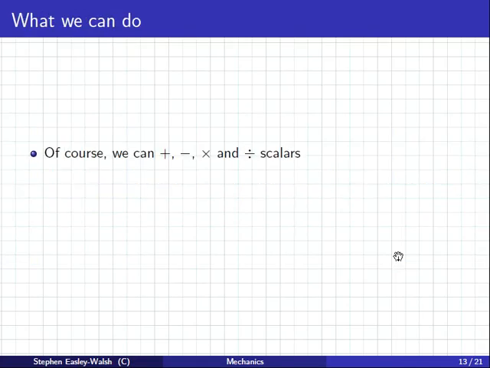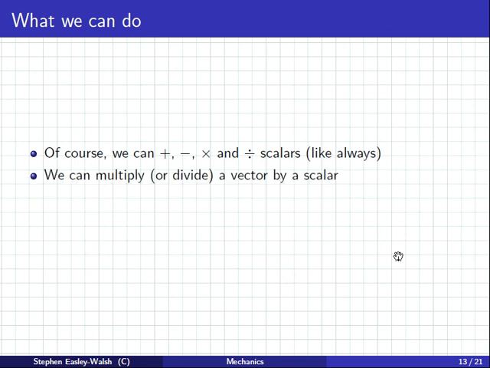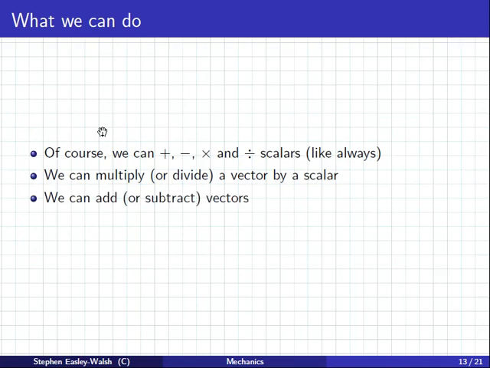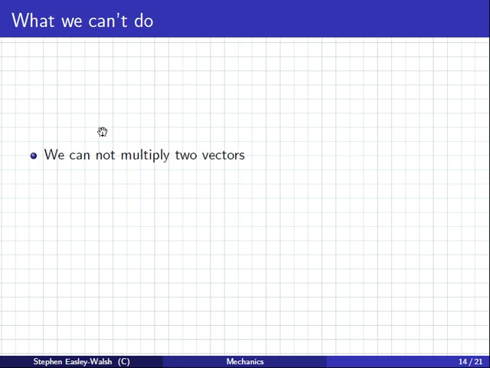Of course we can add, subtract, multiply and divide scalars, like always. We can multiply or divide a vector by a scalar, like we saw here. We can add or subtract vectors by using the vector triangle. But what we cannot do yet is multiply two vectors. Later we kind of can, but for now we can't multiply them.